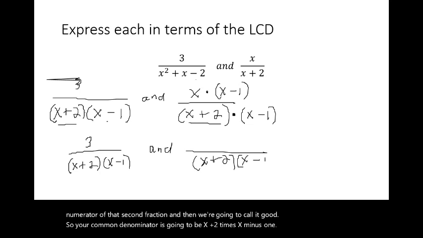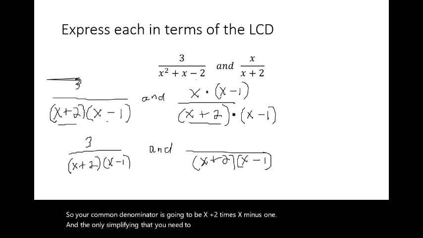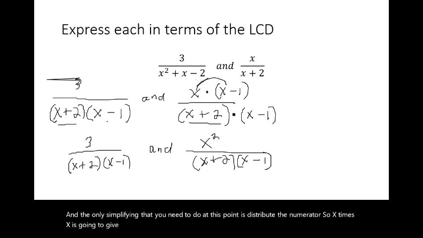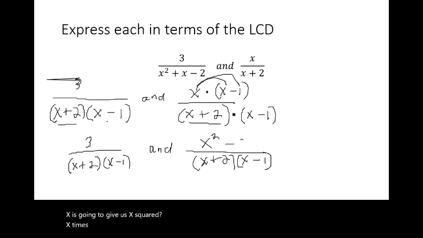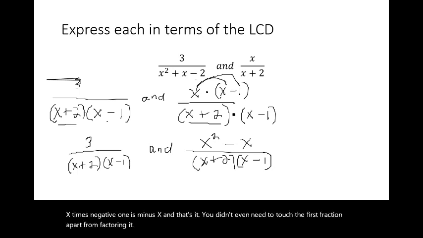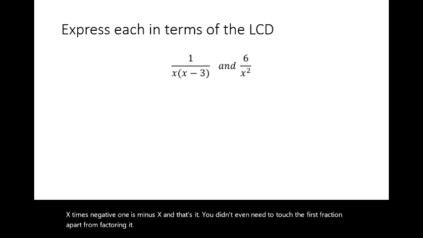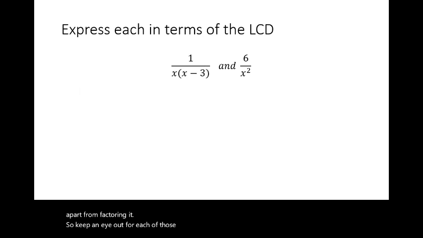The only simplifying that you need to do at this point is distribute the numerator. So x times x is going to give us x squared. x times -1 is minus x. And that's it. You didn't even need to touch the first fraction apart from factoring it. So keep an eye out for each of those special cases whenever you are finding lowest common denominators.